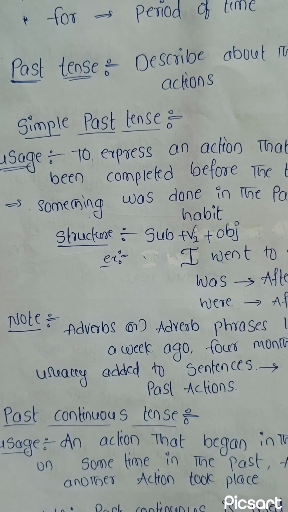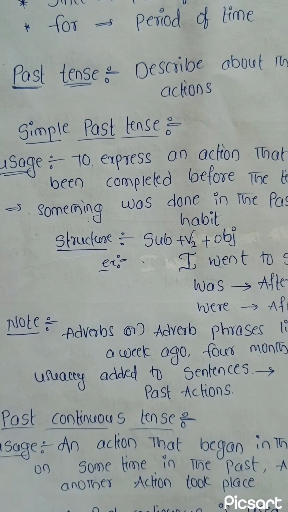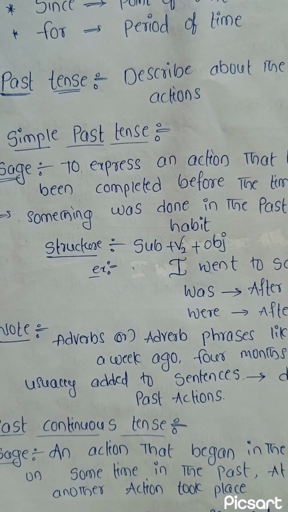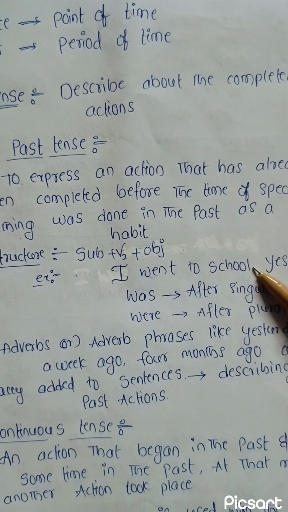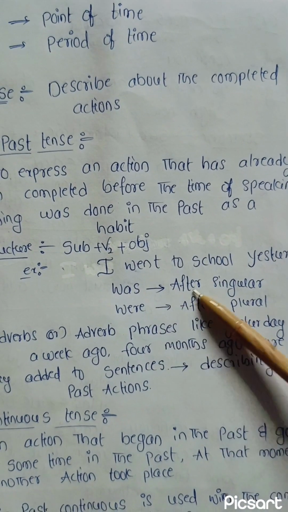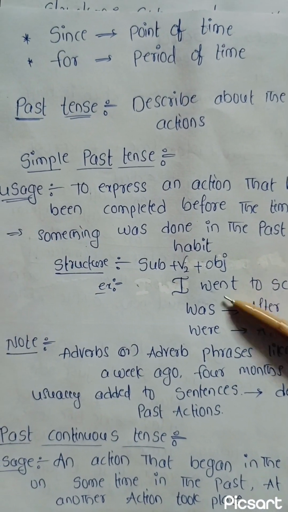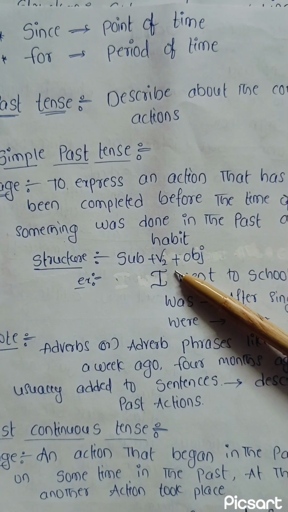First one is simple past. Simple past is used to express an action that was completed in the past as a habit. For example, I went to school yesterday. I went to school yesterday. Structure of this tense is subject plus V2 plus object.